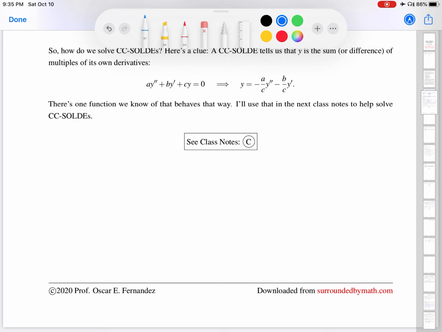So the one function that we know behaves that way is the exponential. So we are going to let y of t equal e to the rt. We don't know what r is yet, and you might be wondering, why do we need the r? If we just let y be e to the t, then the first derivative of e to the t is e to the t. The second derivative is also e to the t.